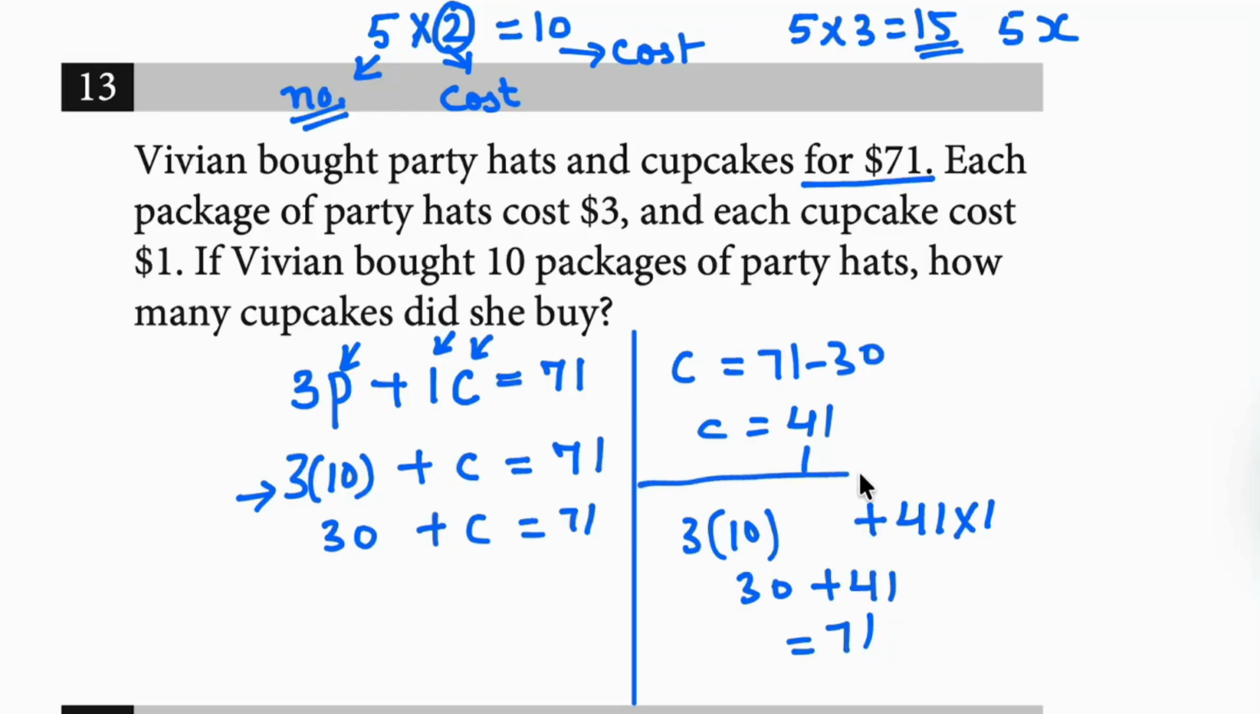So what am I doing here? Whenever we are under stress, we calculate and later on we check whether our answer is right or wrong. Now I am checking it in a totally different way: whatever answer I have calculated, I'm just plugging into the equation one more time, and if the total cost is $71, that means I'm going right. So the solution ends here. Number of cupcakes is 41, and this part is for checking.